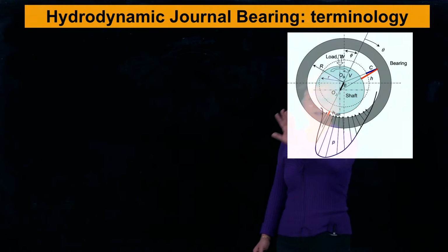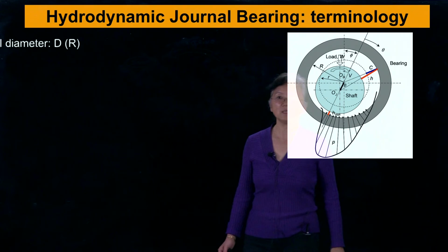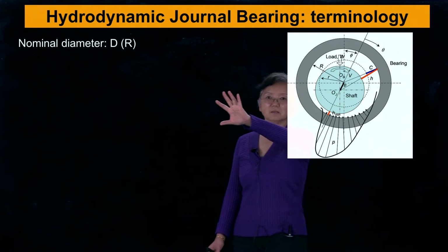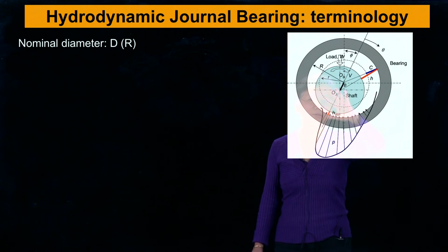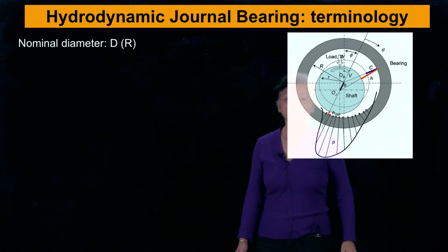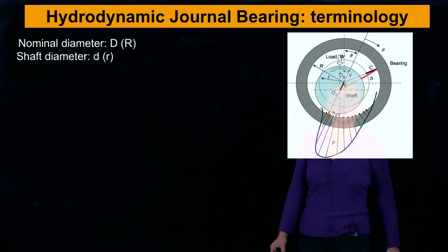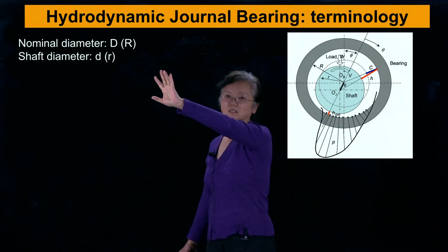Now we need to define the mathematical terms for the journal bearing. For the nominal diameter, we use the bearing diameter. So I use capital D, and R is for the radius. Correspondingly, we have the shaft diameter, for which I use small d and small r.